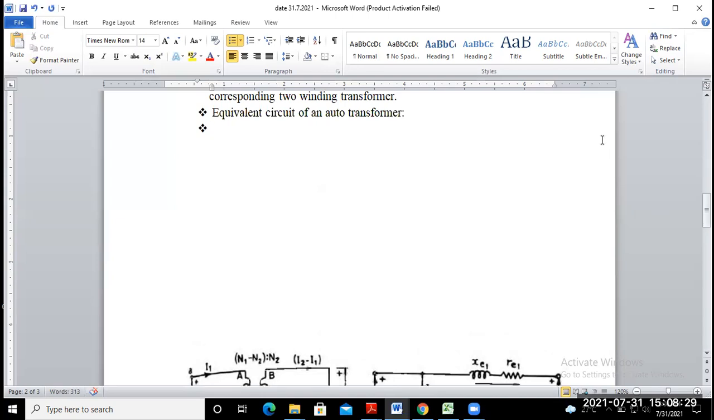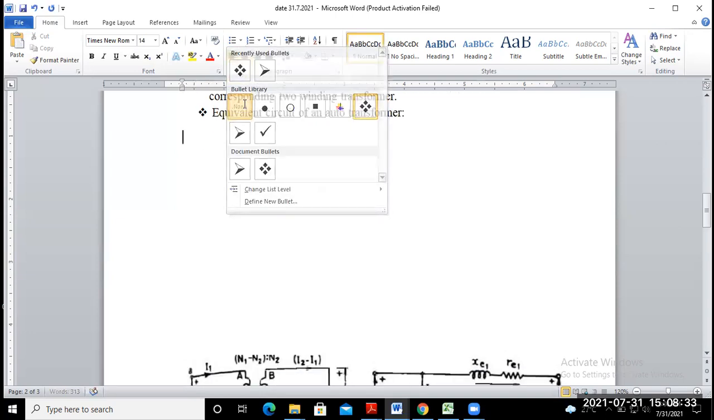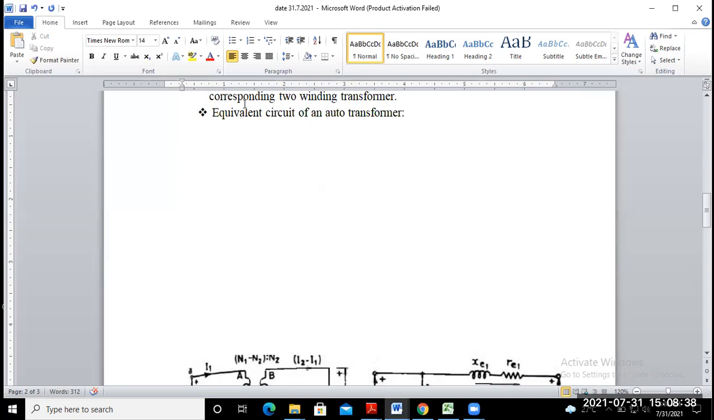So here we consider that an auto transformer can be considered as a two winding transformer with the following parameters.